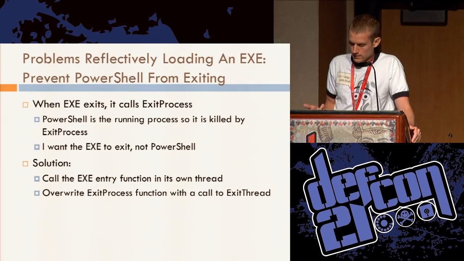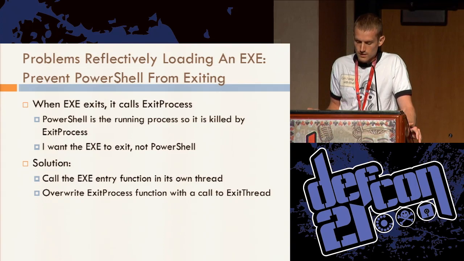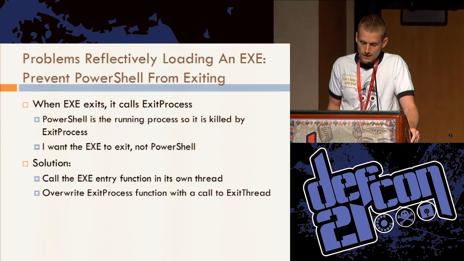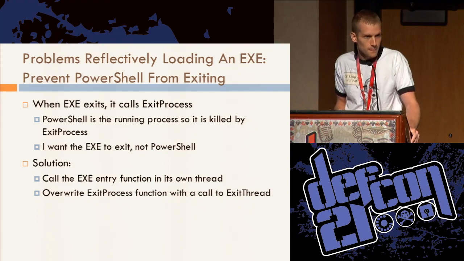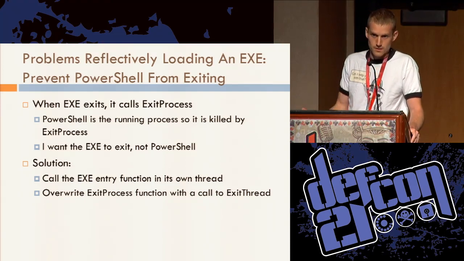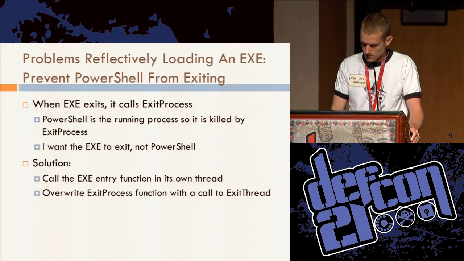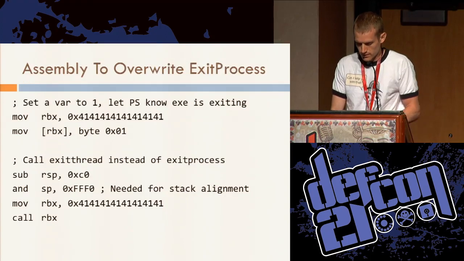And it turns out there's a pretty easy solution to this. Basically what I do is I call the EXE in its own thread, I call its entry function in a new thread, and then you overwrite the exit process function with shellcode that just calls exit thread instead. And so the EXE will start up in its own thread and then when it's done running, it'll just nicely kill the thread that you provided for it. So it's a really clean solution. And just for reference purposes, I put assembly in here, but we don't actually need to talk about this.